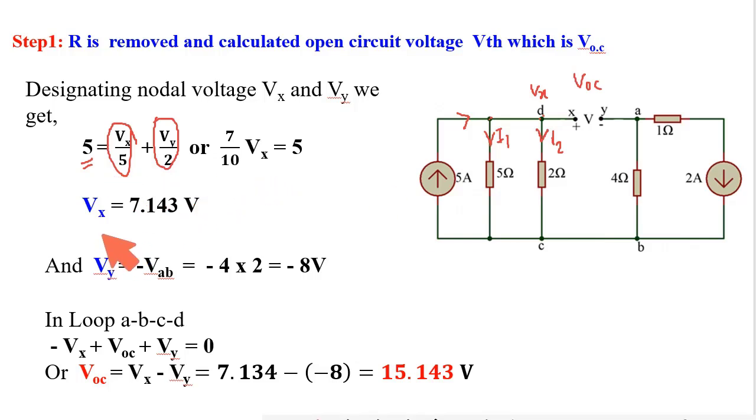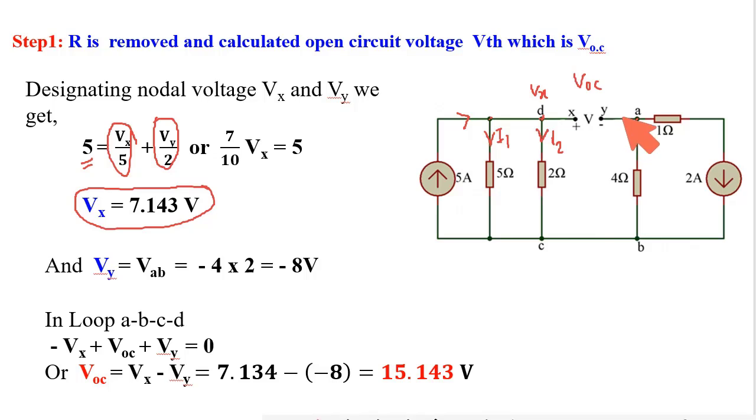From this I got Vx equal to 7.143 volts. This is the potential at this point. Now the potential at this point, Vy. Now this Vy is equal to VAB. Here the current is flowing through this path. When this is the direction of the current, here it will be positive and here it will be negative. So Vy will be minus 4 multiplied by this current. The value of the current is 2. So Vy is equal to minus 8 volts.